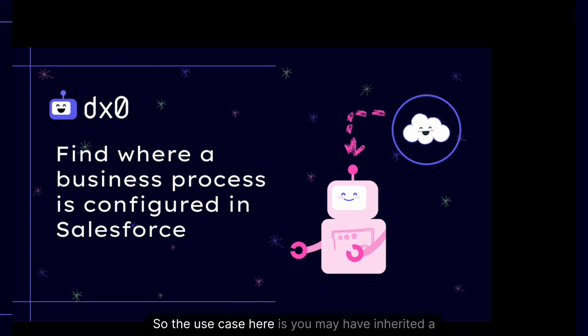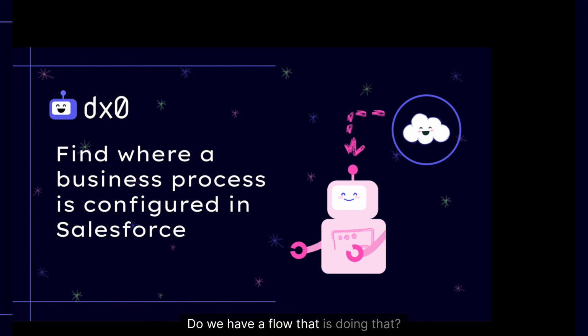So the use case here is you may have inherited a Salesforce org that you don't understand, or maybe it's your own Salesforce org that has grown in huge complexity, and you're being asked a question about a specific process such as lead conversion or opportunity product exchange rates or anything like that. And sometimes it's really hard to understand where is that configured in Salesforce, right?